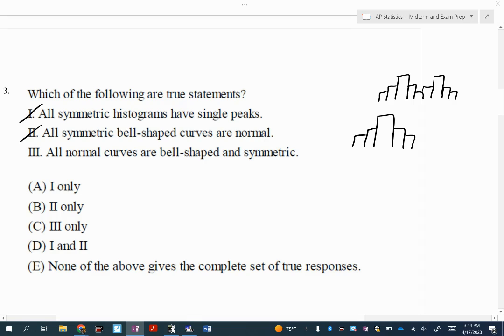All right, now what if I tell you it's normal? If I tell you that something is normal, then you can take it to the bank that it's what? Unimodal and symmetric. And you can actually take the word roughly out. The moment you know it's a normal model, you could take out the word roughly symmetric. So 3 is what they're going for here. C. That's it for 3. Let's do 4.